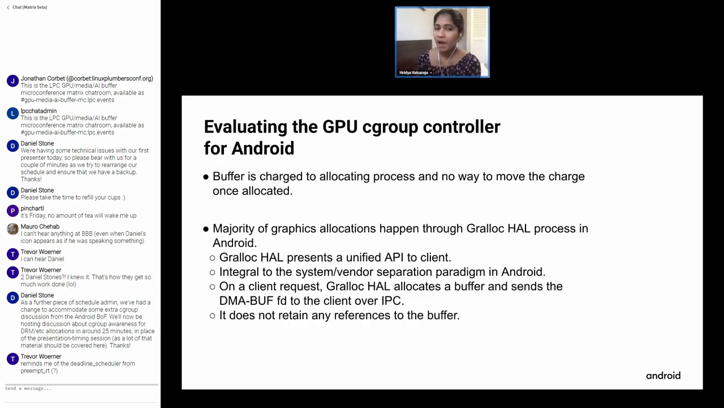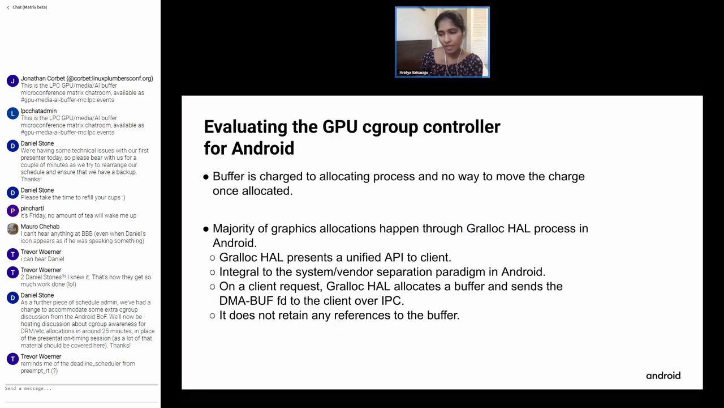The next problem is not really specific to the GPU cgroup controller. It relates more to the way DMA-BUFs are allocated in Android. In Android, we have a process called the graphics allocator process, or the Gralloc HAL process, which does the majority of DMA-BUF allocations. A client requests the Gralloc HAL process for an allocation over IPC with some specific requirements and constraints. The Gralloc HAL process allocates a DMA-BUF following all the requirements set by the client. Once this is done, it sends the FD back to the client over IPC, and it does not retain any references to the buffer.